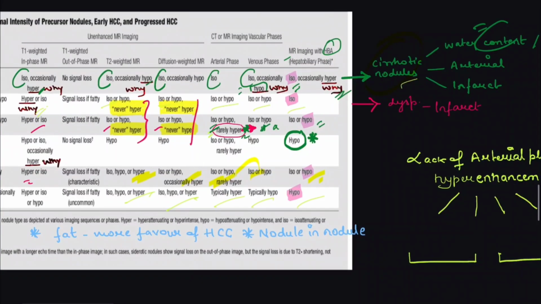The cirrhotic nodules can even have arterial phase enhancement, and cirrhotic or dysplastic nodules may undergo infarction and thus can appear T2 hyperintense or diffusion restricting. But remember, for the general rule, these are the basics you should know.